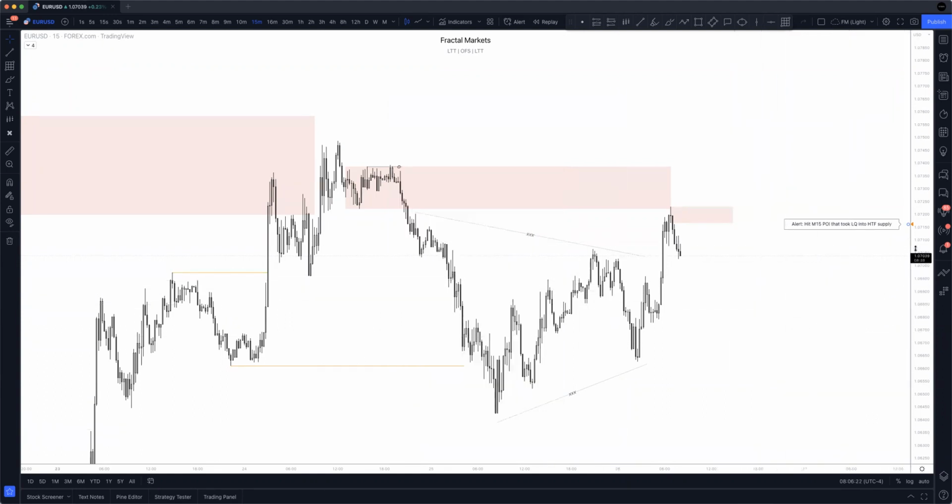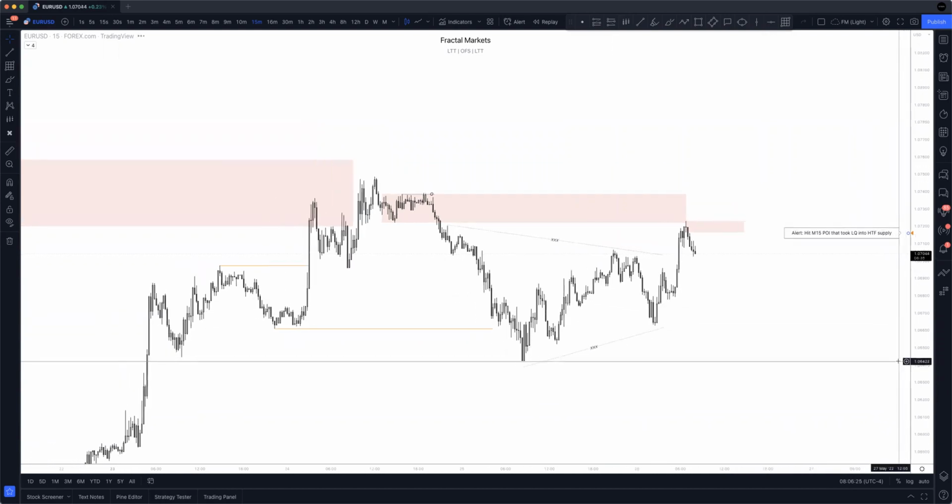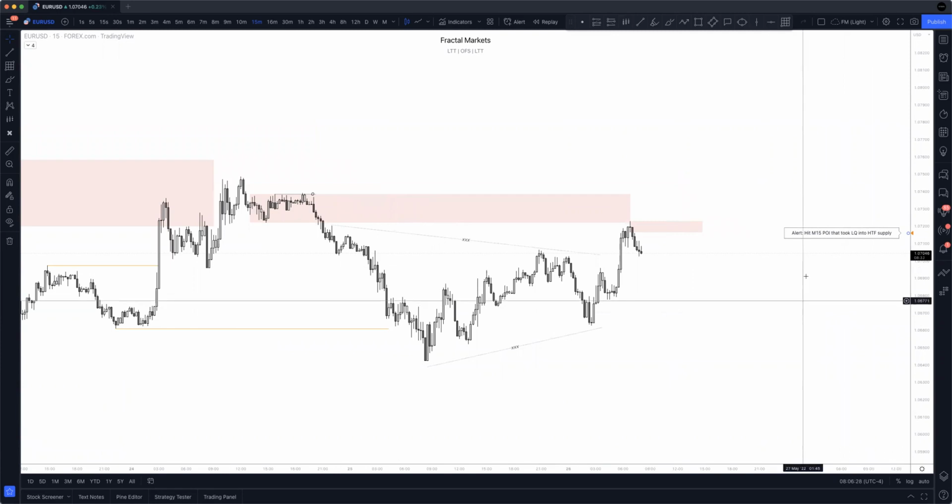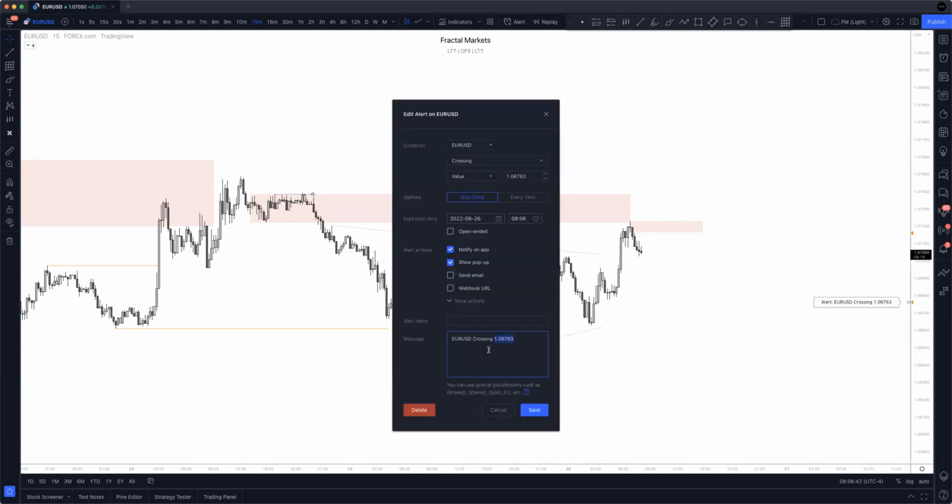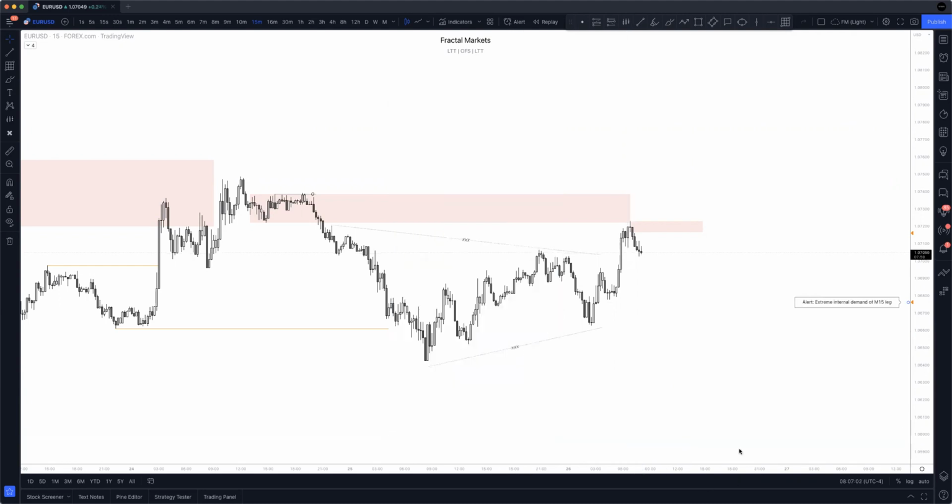My second one would be, what would I do here? So if and when this sort of breaks down here, ultimately I'm looking for this to hit anyways. My second one would be probably somewhere down here at alert. And I would say screen internal, internal demand of M15 leg. And that's it.